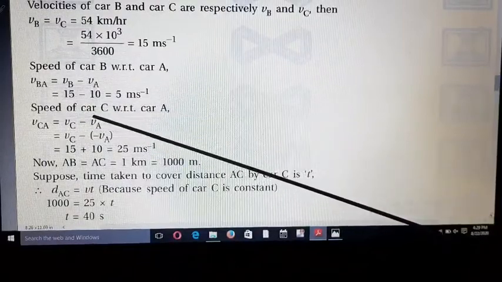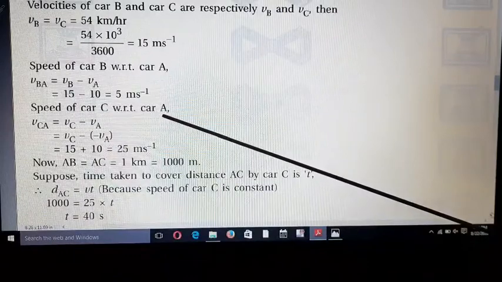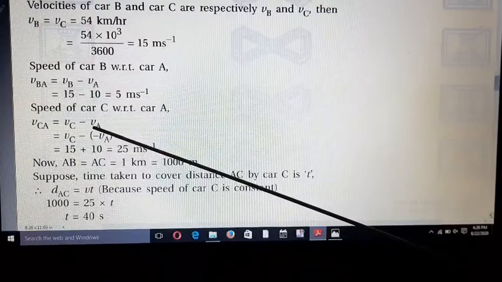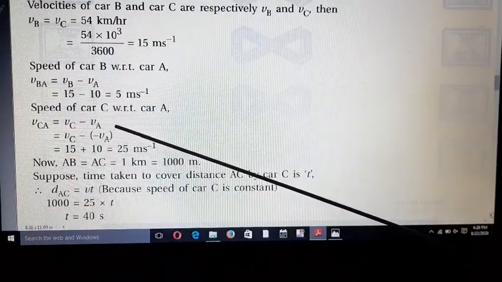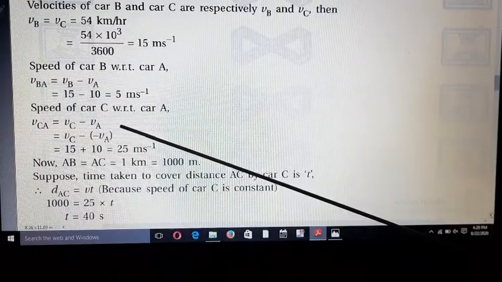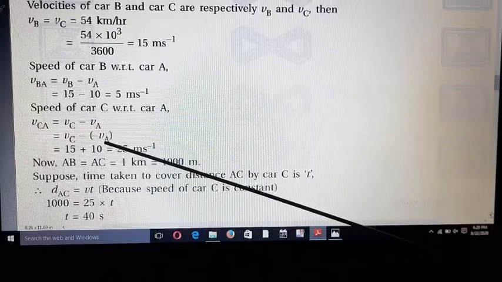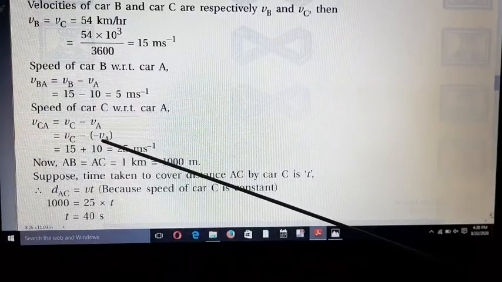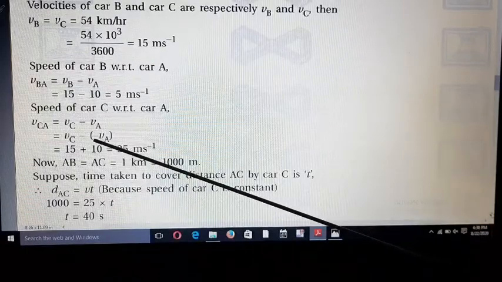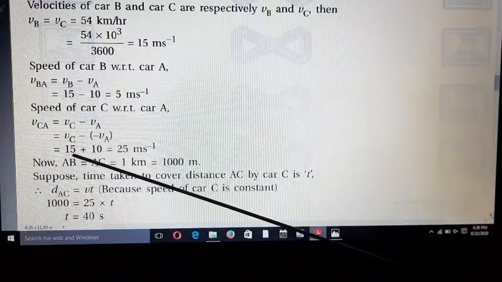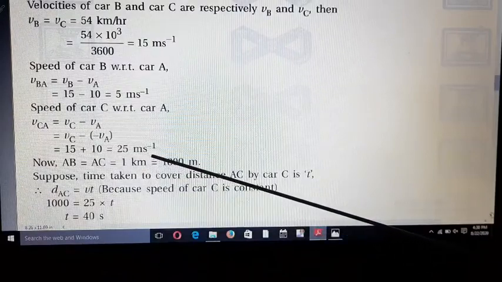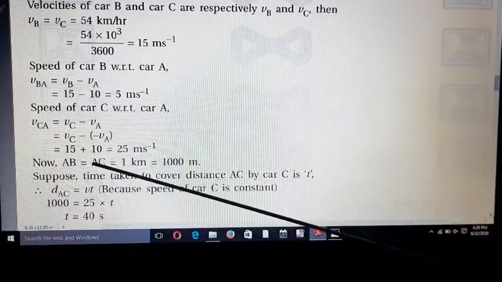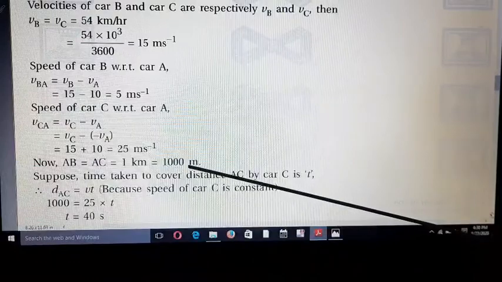But the velocity of car C with respect to car A: VCA is equal to VC minus VA according to our formula. But the velocity of car A is in the opposite direction to the velocity of car C. So here we take VA as minus VA. Minus is a sign that indicates the direction. So minus minus becomes plus, so 15 plus 10 means 25 meter per second. Okay, and the distance between AB and AC is equal to 1 kilometer, which means 1000 meter.